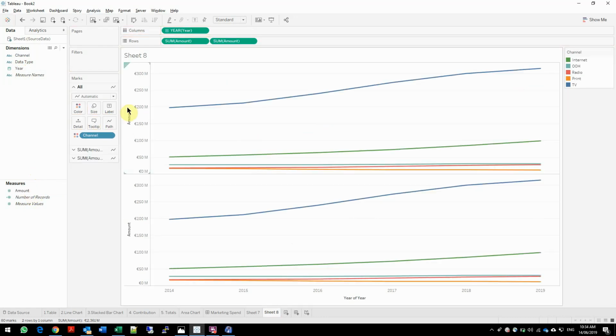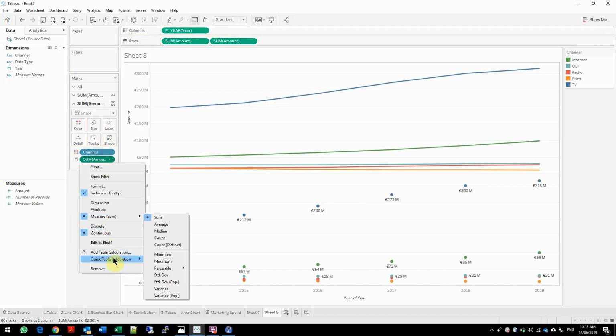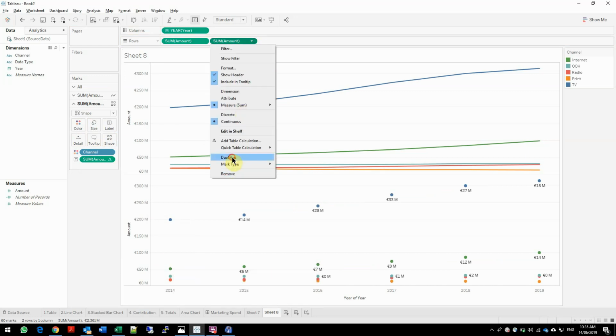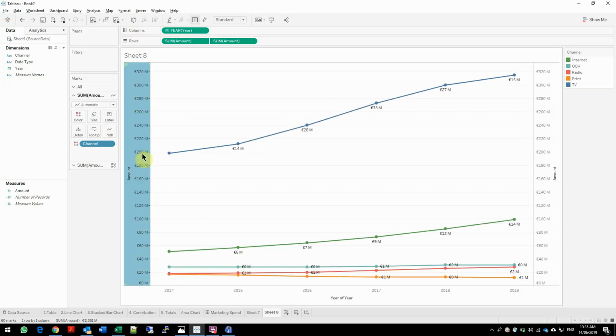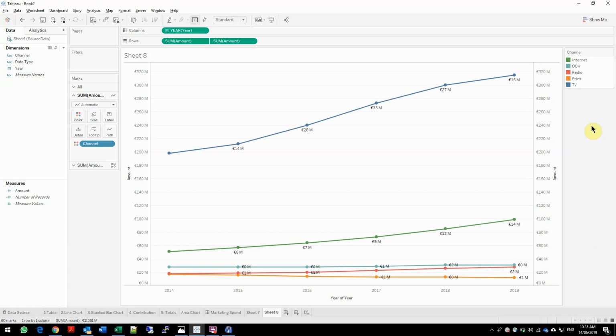So I'm duplicating the graph, making it look like a filled bubble, and on the bubble I will have actually the difference from the previous year. Then I will synchronize the graphs, and now I have the expenditure for each year, and also the difference for each year versus the previous year. Let's also add the percentage difference.